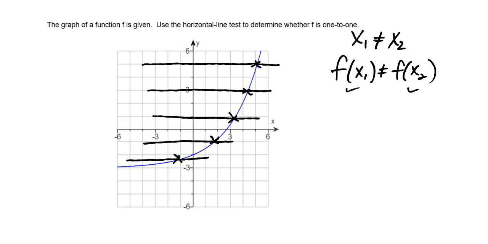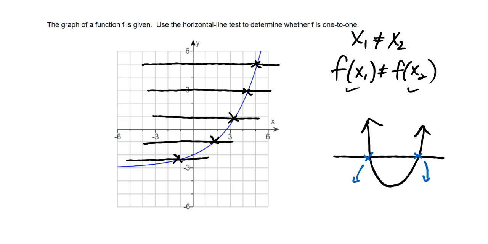If we had an example of maybe a parabola, and we draw a horizontal line, that's crossing the graph in more than one place. If we think about those ordered pairs, those ordered pairs would have two different x values. We're going to say x1 and x2, but because they're on the same horizontal line, they are going to have the same y values.